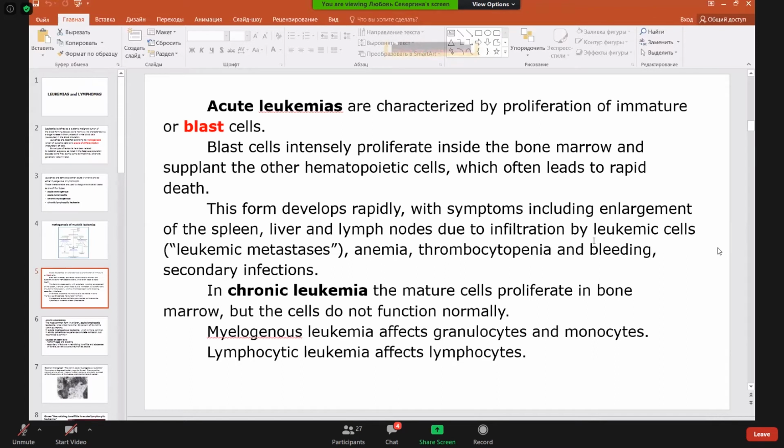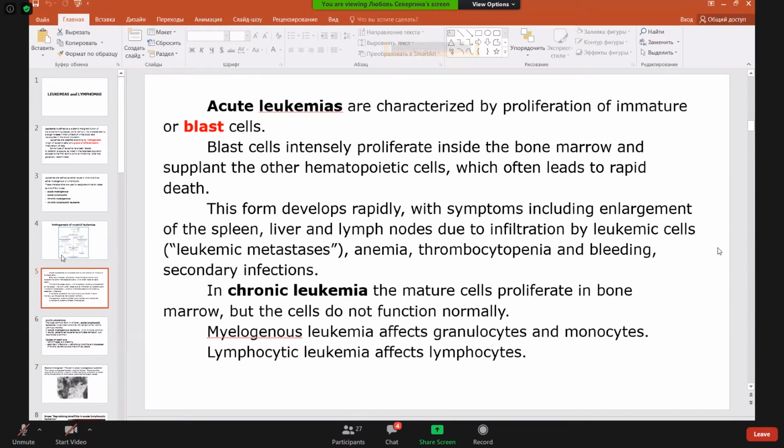Thrombocytopenia, leading to bleeding and heavy secondary infections. And except that, of course, these leukemic cells, blast cells, can spread through the blood, and the cells can infiltrate the internal organs, different organs. They can form so-called leukemic metastasis, accumulation of leukemic cells in the parenchyma of organs.